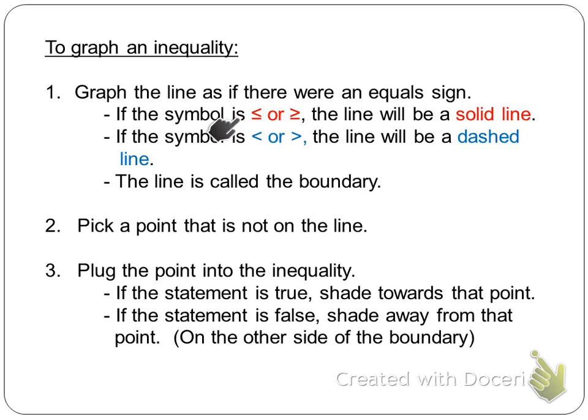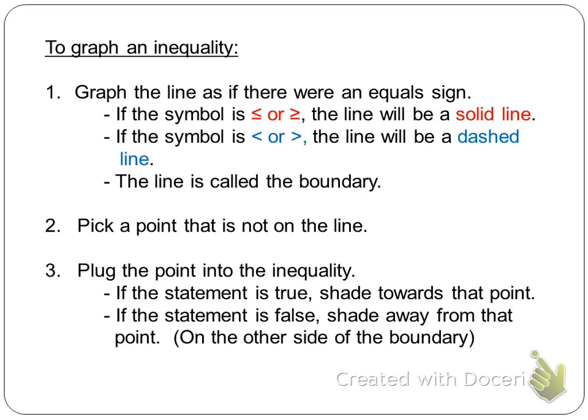So if it's less than or equal to or greater than or equal to, we use a solid line, sort of like the filled in circle on the number line, to show that those values are included. The way we show that on a graph is to make it a solid line. If those values are not included, if it's just less than or greater than, we use a dashed line. This is called the boundary line. So graphing the boundary line is just like graphing a linear equation. You just have to decide if you're going to do a solid line or a dotted line, okay?